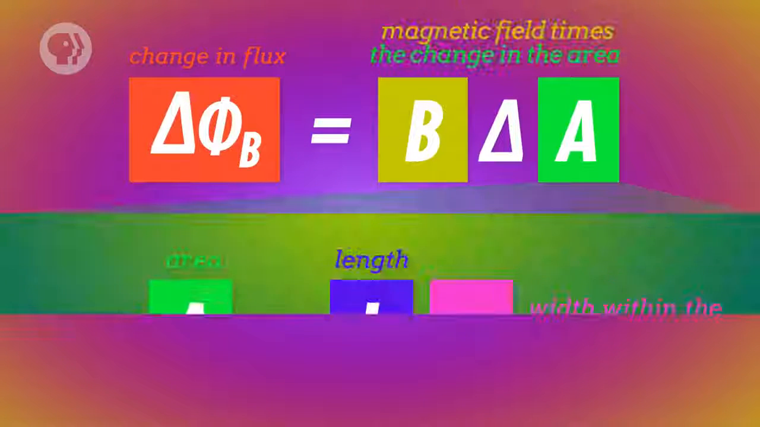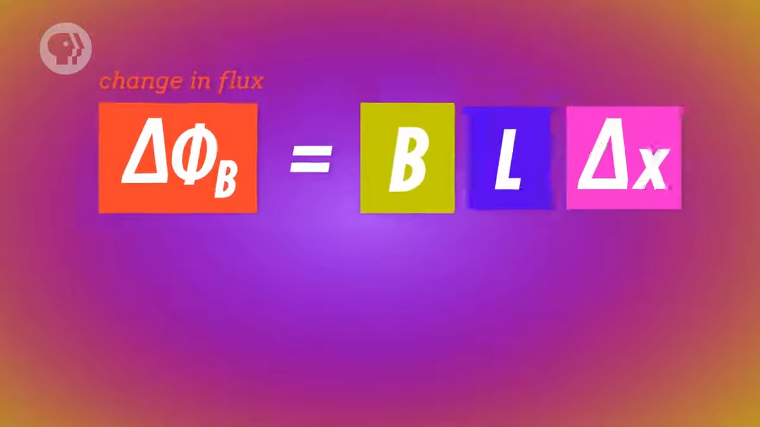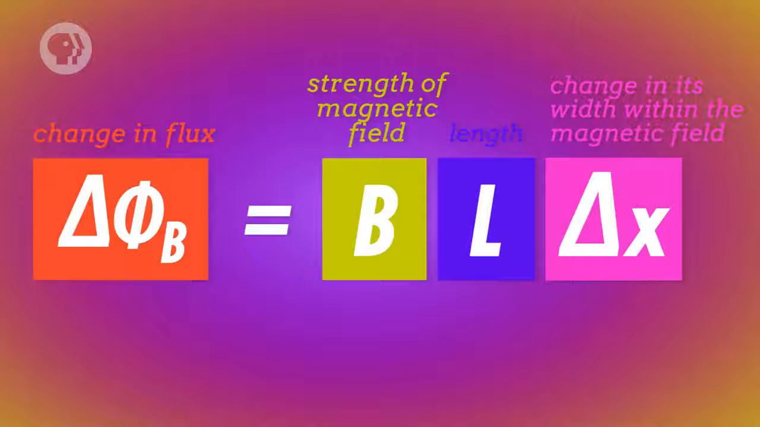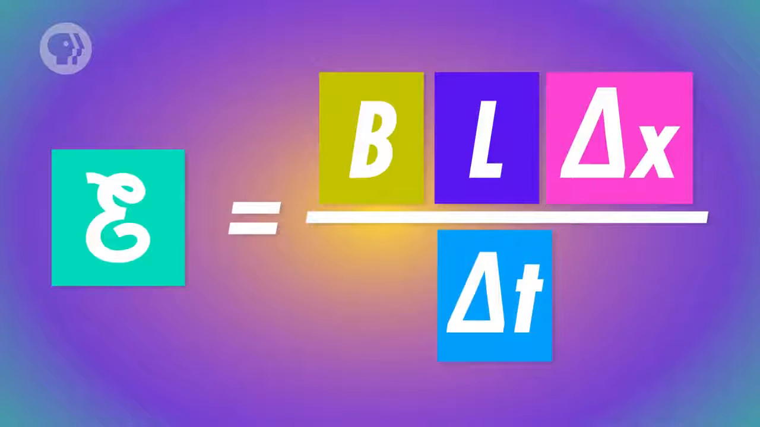And the area of the loop is equal to its length, which we'll call L, times the width of the loop that's in the magnetic field, which we'll call X. As you move the loop out of the magnetic field, the amount of its width within the field, X, changes. So, the change in magnetic flux is equal to the strength of the magnetic field times the length of the loop times the change in its width within the magnetic field. So the strength of the induced EMF will be equal to all of that divided by the change in time.